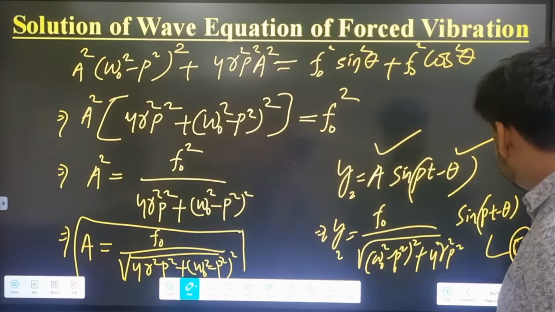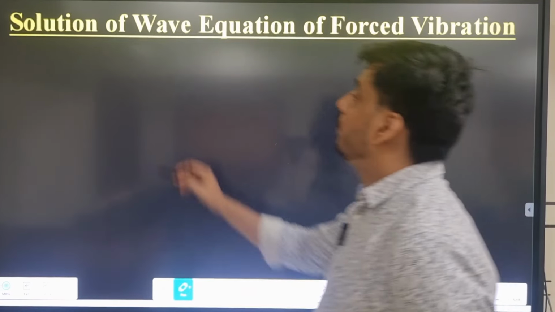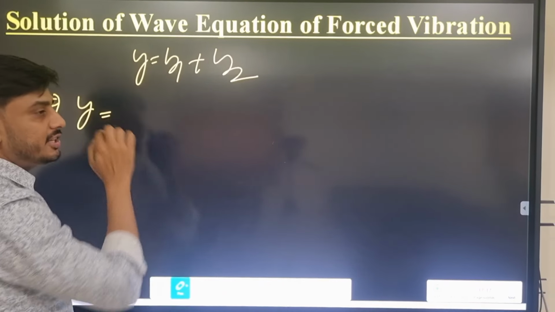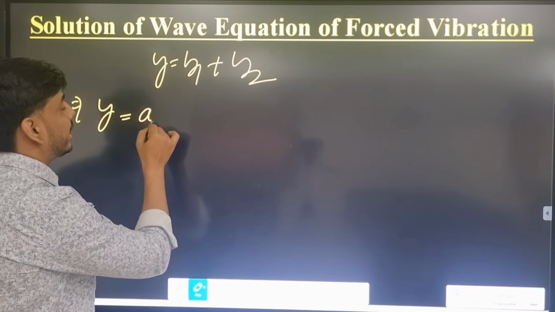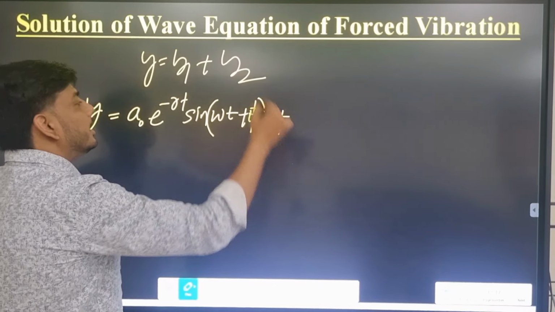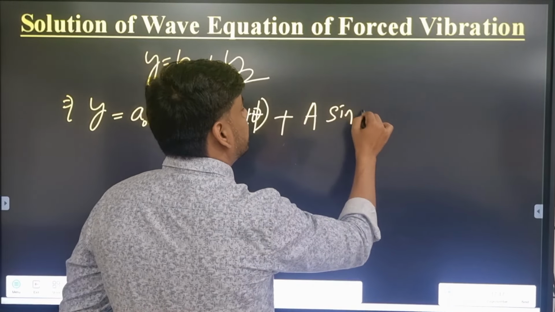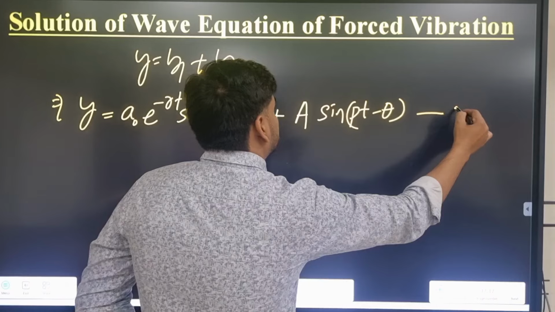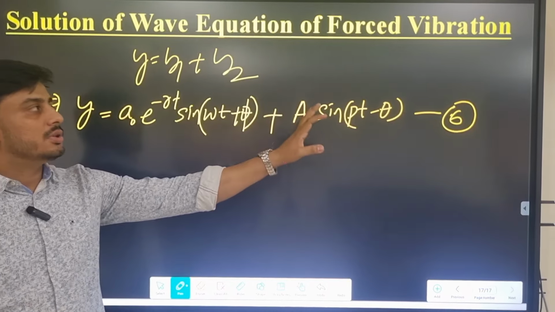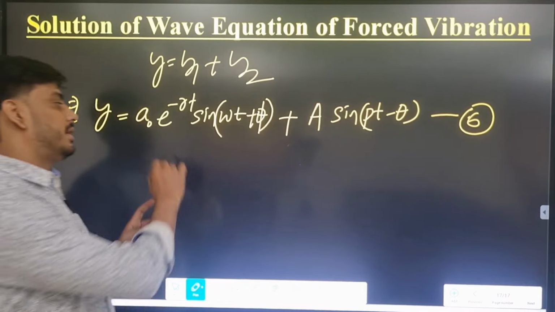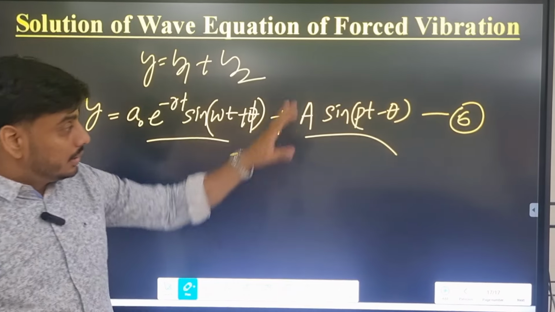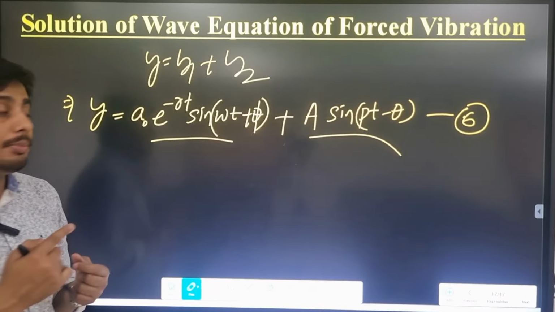So the most general solution will be in the form y equal to y1 plus y2, where y1 is the solution of the transient part, the damped harmonic part, equal to a naught e to the minus rt sine omega t plus phi, and y2 is the solution for the steady part, equal to a sine pt minus theta. This is the next equation number, 6 or 7, whatever you can write. This is the general solution of forced vibration, which has two parts, transient and steady. Always remember the transient part exists for a short period of time, but the steady part exists for a longer period of time due to the influence of the external periodic force.